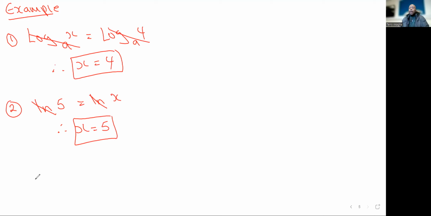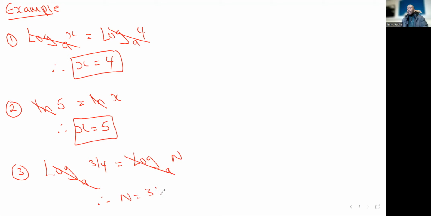The next one we have log of 3 over 4 to base a is equal to log of n to base a. Because it's the same, you can just cancel out. Therefore, n is going to be equal to 3 over 4. Easy, right? But let's take it up a notch.